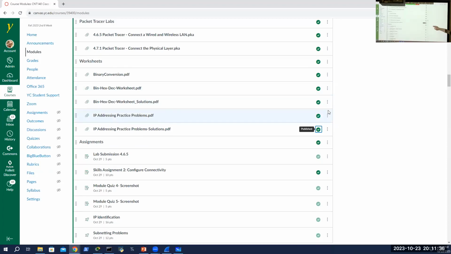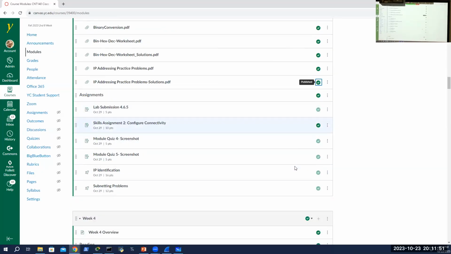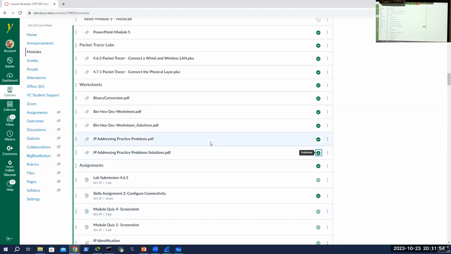The binary conversion is the only one I don't have the solution file for. I've got it for the binary hexadecimal and the IP addressing. Oh, I know that subnetting one I didn't put up. I'll put the subnetting worksheet up here, the one that I just had on the board, with the solutions as well. That way you can do them and hopefully check your work. And if you can do all of these worksheets, then the quiz is coming up this week.